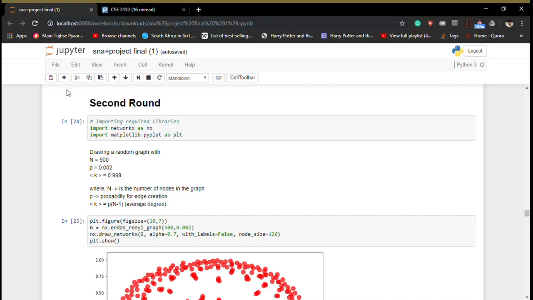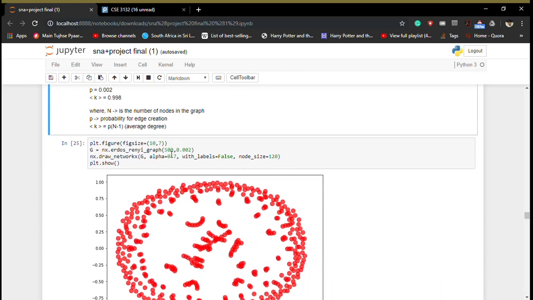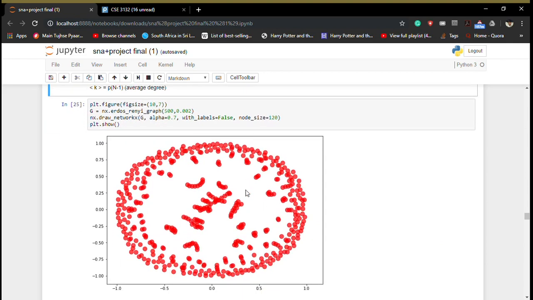So for finding the giant component, we first plotted a random graph with number of nodes as 500 and probability of edge creation of 0.002. Using the inbuilt Erdos-Renyi graph model present in the NetworkX package, and by passing the two parameters 500 and 0.002, we got the following random graph.